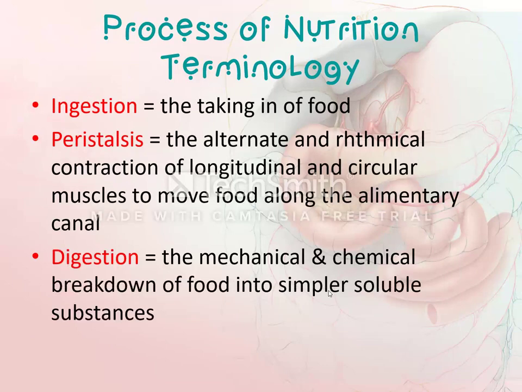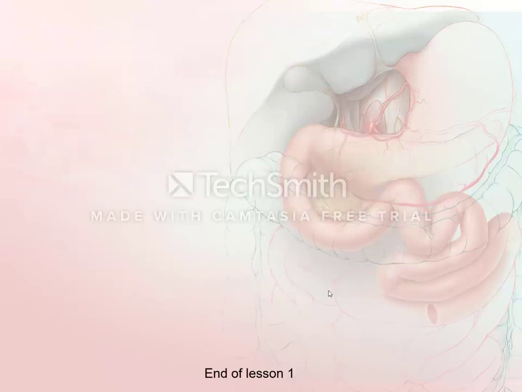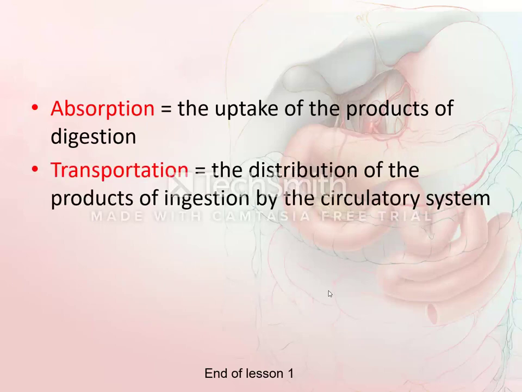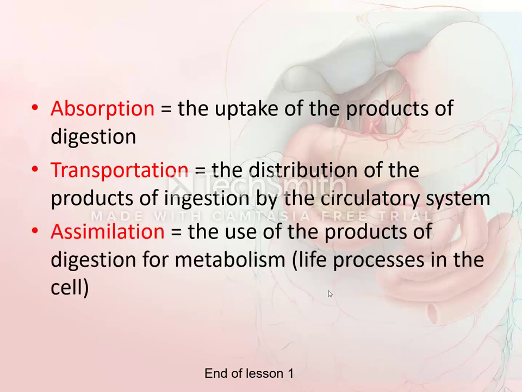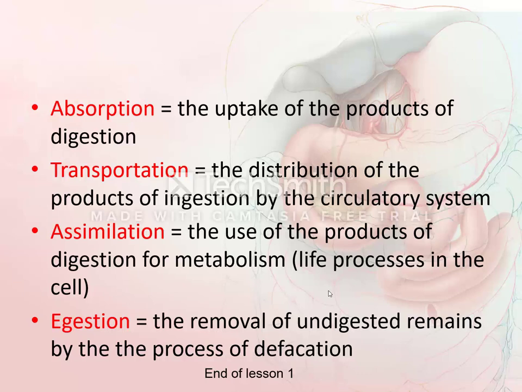So ingestion, taking in food. Peristalsis, we've done. Digestion, we've done. Absorption, nutrients and taking them up into the blood, so we've done that. And then transportation would be, as I said, when we have absorbed those nutrients, where do they go and where are they taken to be used? So that is transportation. And then assimilation, the use of them for metabolic processes. All right, and then lastly, egestion, as I said, removal, defecation, taking undigested remains and getting rid of them.